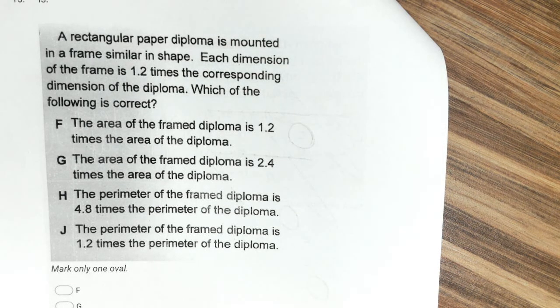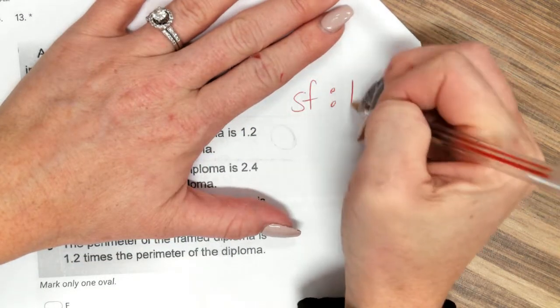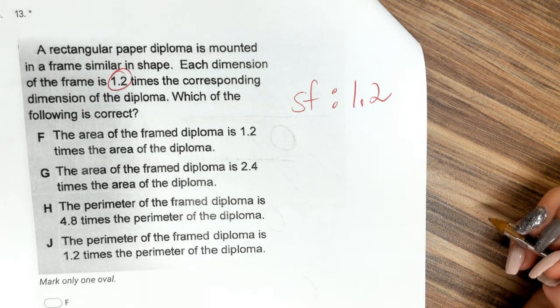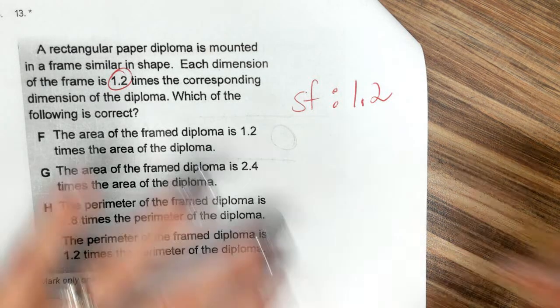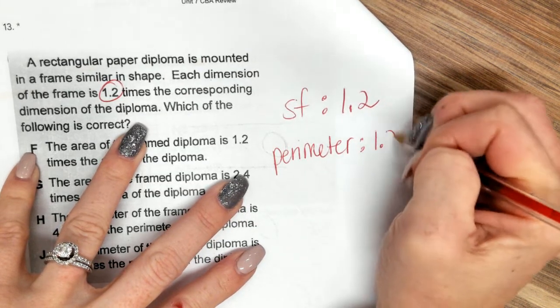Are y'all ready? They're going to give you a scale factor. It says you have a rectangle and it's 1.2 times the corresponding dimension. What's the scale factor? Guys, I need y'all to pay attention. What's the scale factor? So you're going to write the scale factor is 1.2. You're going to memorize this. The scale factor for perimeter will be what they give you. So the perimeter scale factor, well, what did they give us? 1.2.